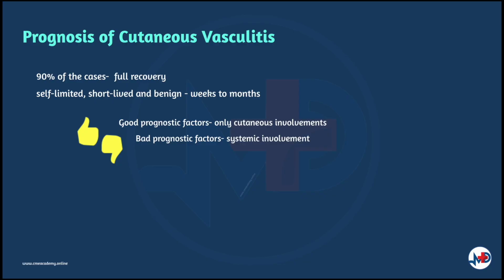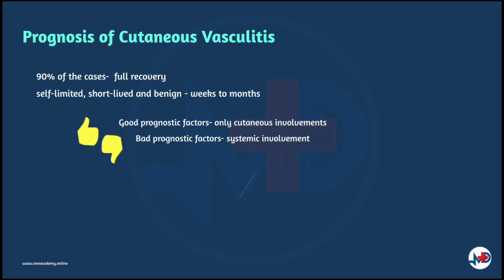Please remember that this is the case if only the skin is involved. Most cutaneous vasculitis is self-limited, short-lived, and benign, lasting for weeks to months. These rashes may recur at intervals for some time after the initial episode. Even after successful treatment, the areas affected by vasculitis can become more pigmented, either brown or black, compared to non-affected skin. This may take months to fade to normal.